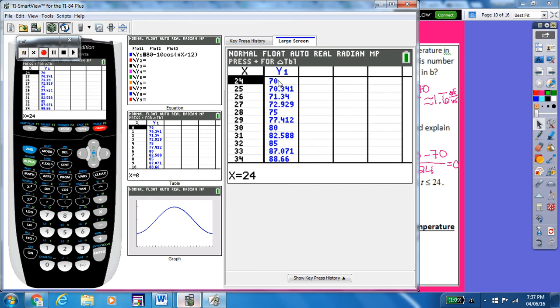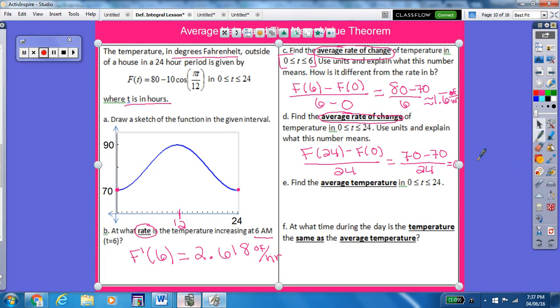Okay, and 24 is 70. So in case you didn't already know that, there it is. So we end up getting 0 degrees Fahrenheit per hour. Okay, next question, and this is the big one: find the average temperature from 0 to 24.